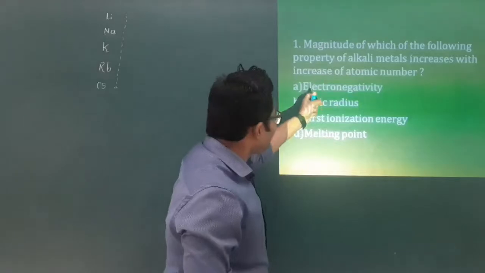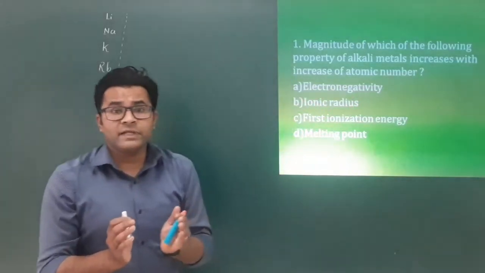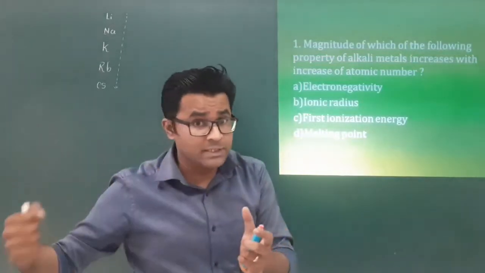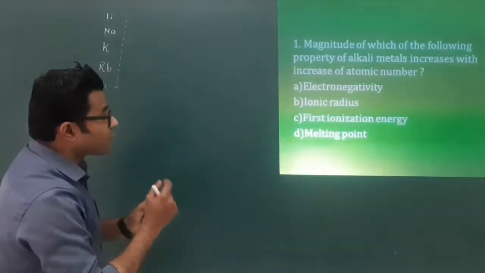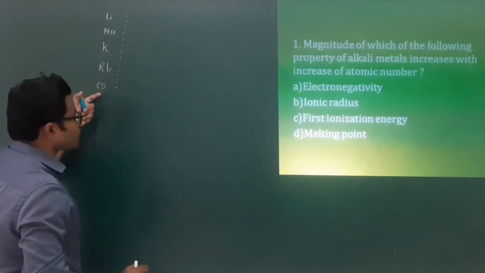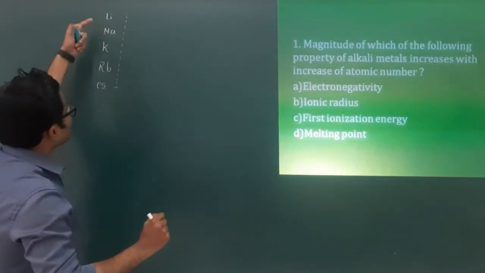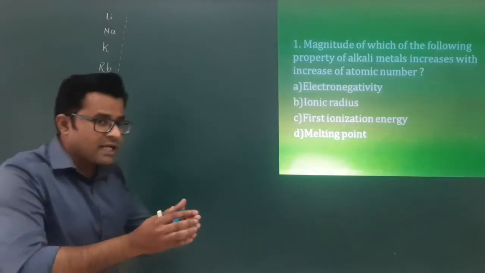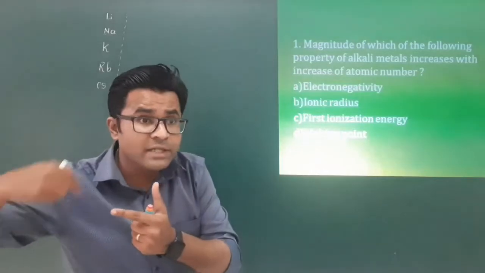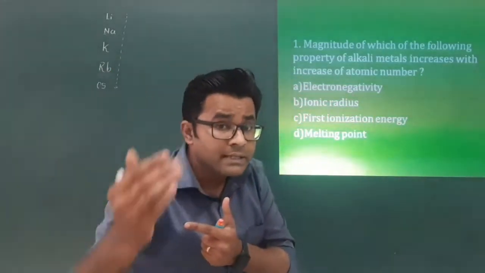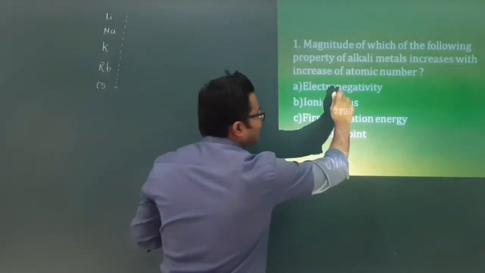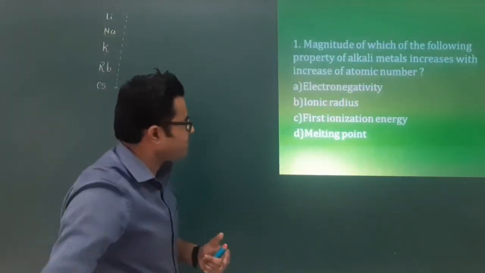Let's observe electronegativity. Electronegativity is nothing more than the ability of an atom to drag the shared pair of electrons towards itself. That electronegativity actually decreases as we go from the top to the bottom because as we go from the top to the bottom, the atomic size increases. As the size increases, the distance from the nucleus to the outermost electron goes on increasing. Due to that fact, we can say that electronegativity actually decreases, it's not increasing.